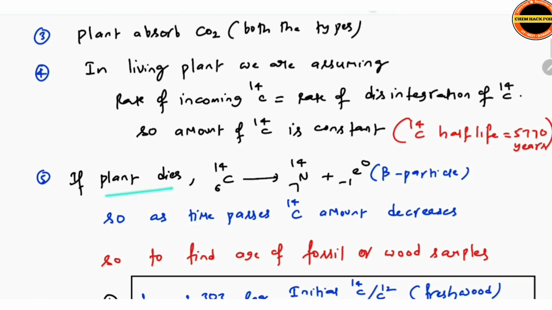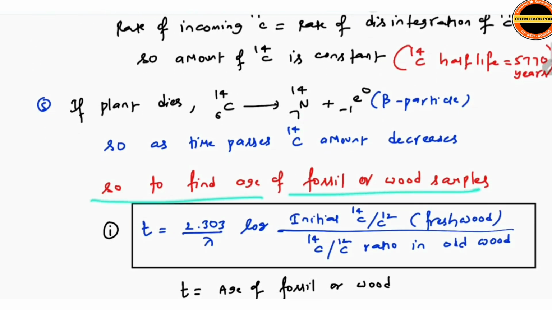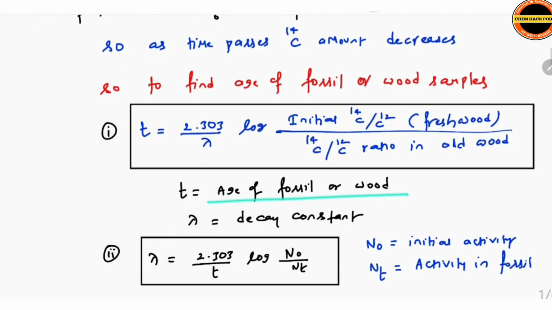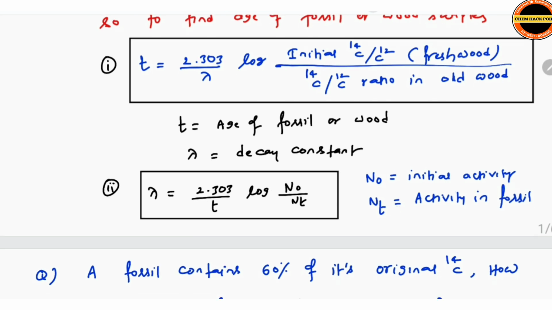If the plant dies, radioactive C14 converts into N14 with beta particle emission. So as time passes, the amount of C14 decreases. To find the age of a fossil or wood sample, T is equal to 2.303 by decay constant, log of the initial C14 by C12 ratio in fresh wood by the C14 by C12 ratio in old wood. T is the age of the fossil, lambda is the decay constant. Lambda T is 2.303 log N0 by Nt, where N0 is initial activity and Nt is activity in the fossil.